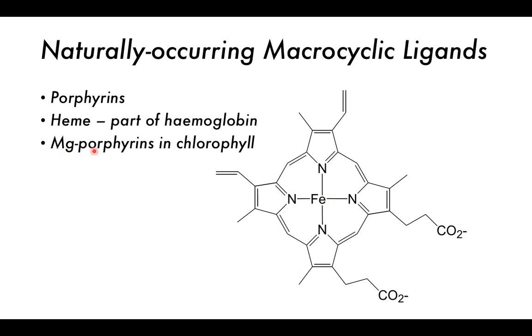Then magnesium porphyrins are similar to the iron porphyrins, except obviously they have magnesium in the center rather than iron, and they are important in chlorophyll, which is of course an important molecule for the conversion of carbon dioxide into oxygen.